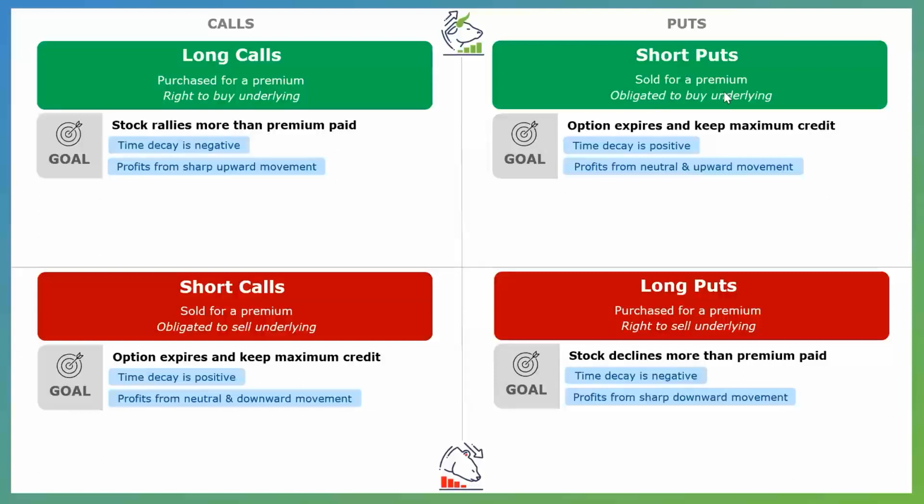And for short puts, it's sold for a premium and you're obligated to purchase the underlying shares. The best outcome for this is when the option expires and you keep the maximum credit. Time decay is positive, so it's working for you, and it profits from a neutral to slightly upward movement.